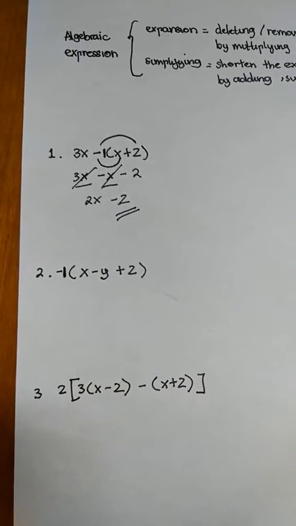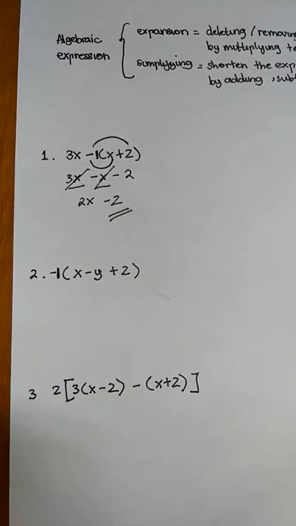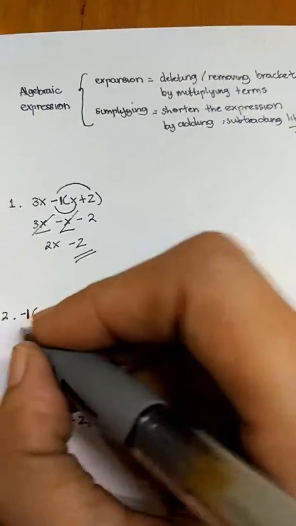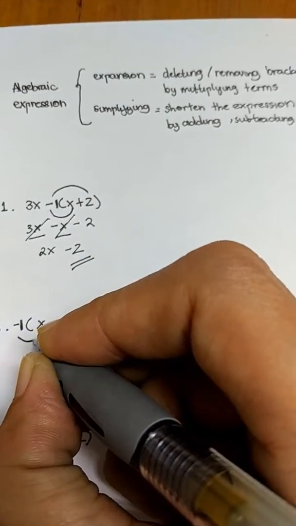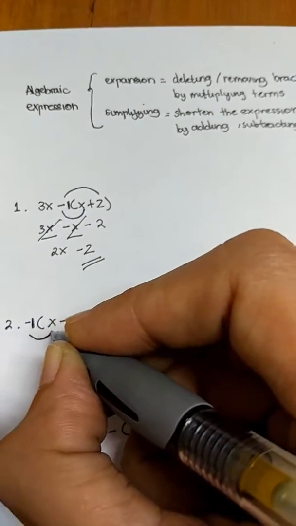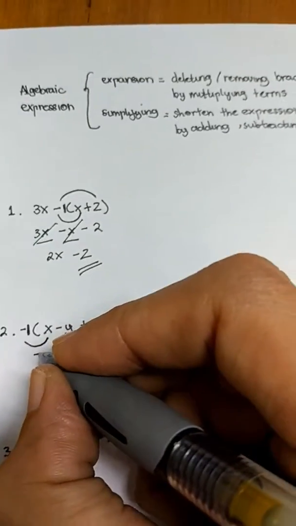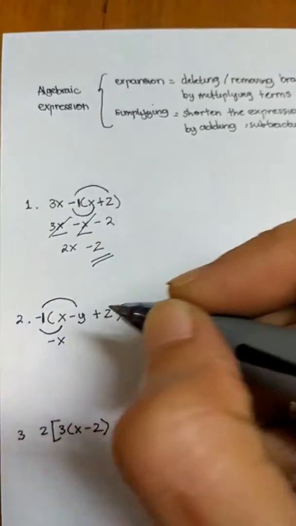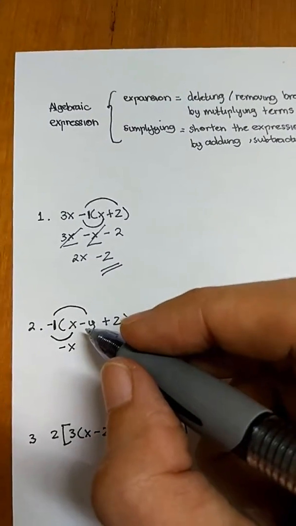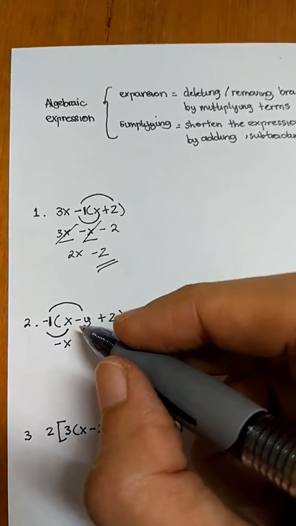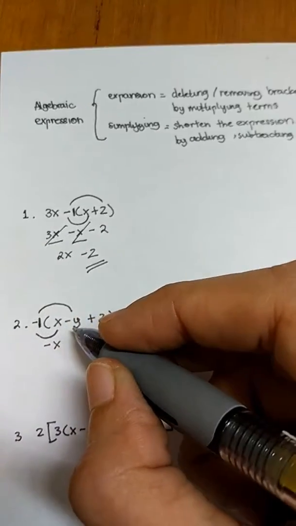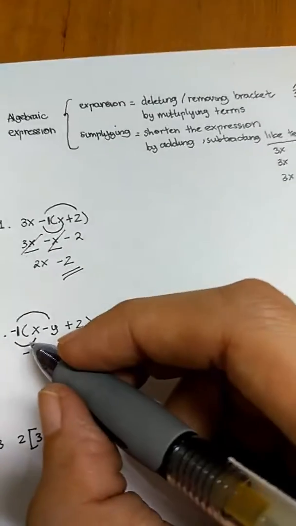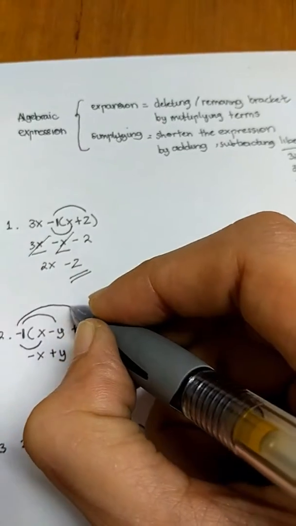Well, before you simplify, you need to expand it first because there is a bracket. Expansion means deleting the bracket, so let's go. The outside, you times it with the first term. Minus 1 times x, that one will be minus x. Minus 1 times minus y. Look, minus times minus, so that one will be plus. 1 times y is y, so plus y.